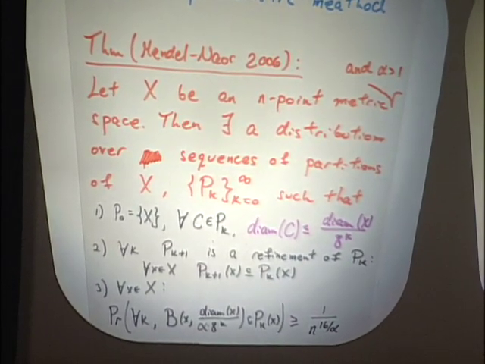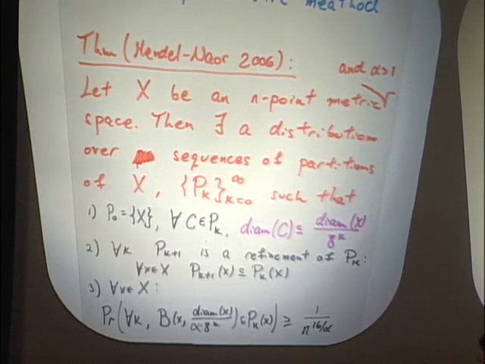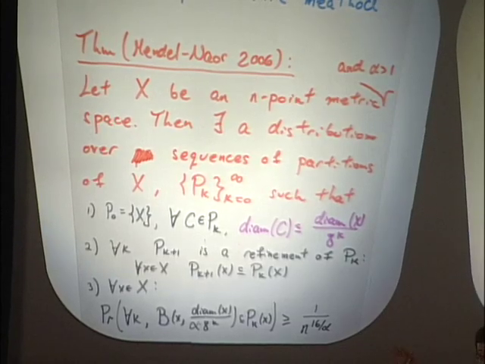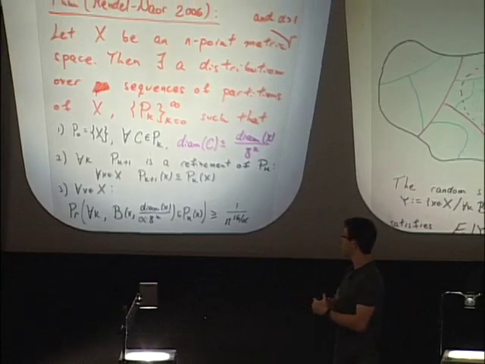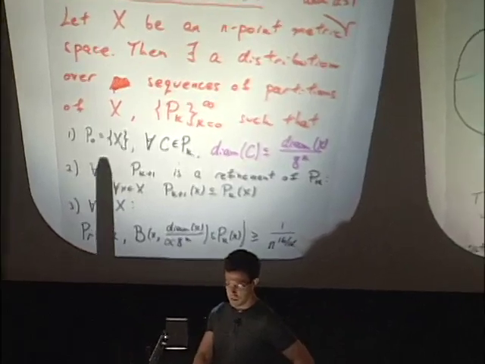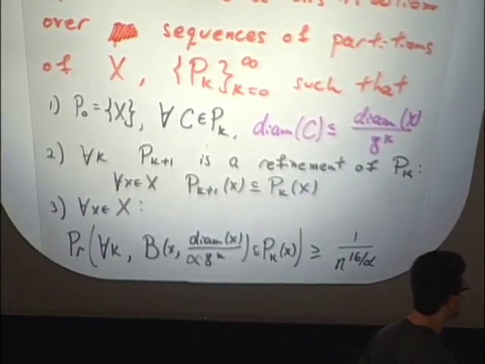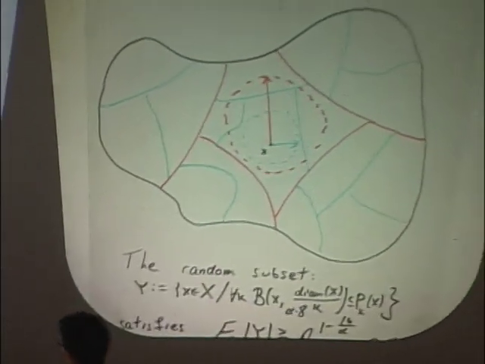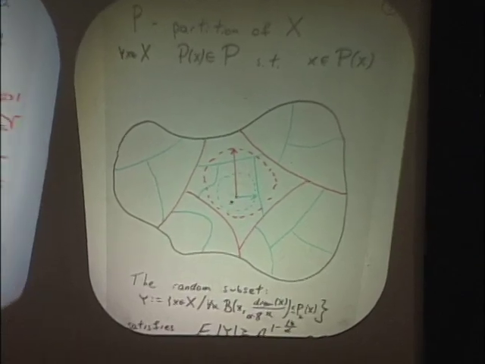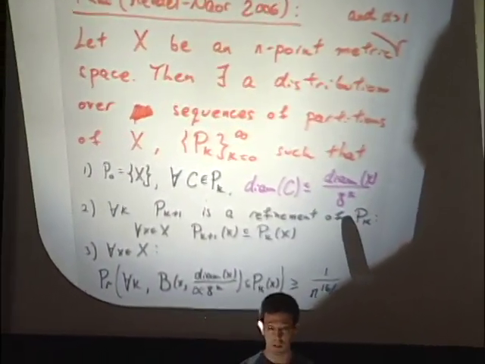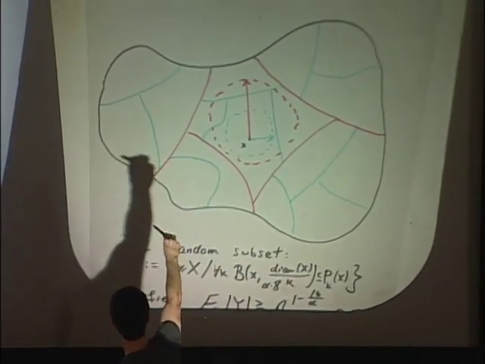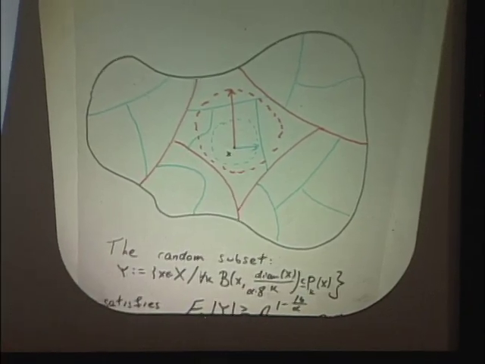There exists a distribution over sequences of partitions of X. P_k, for each k, is just a partition. It's a finite metric space, so it's a partition of X into finite sets. And they have the following property. They start out with a trivial partition, just the entire space. So P_0 is just going to be the entire black space here. Every chunk, every atom in the kth partition has diameter which decreases exponentially. Next time it's going to be the red parts, and then the blue ones, and they decrease exponentially in diameter.